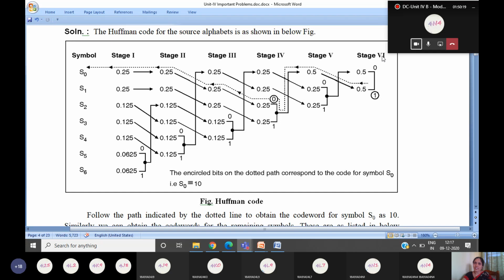Like that, in the last stage, if you observe stage 6, 0.5 and 0.5. So the reduction process you will continue till m number of terms remain, as we said. That is the last step. The reduction process will continue till the last m number of terms remain. So 0.5, 0.5. Please add 0 to the highest bit and 1 to the lowest message. Okay, this is how you will represent the table.